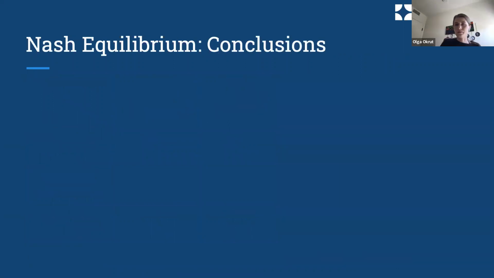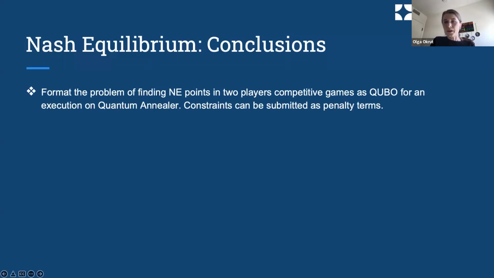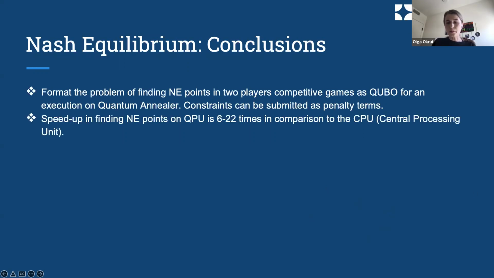All right, so let me give a short conclusion. In this research, we were able to formulate the problem of finding Nash equilibrium points in the QUBO format to execute as simulated annealing and on the real quantum hardware represented by D-Wave quantum annealers. We observed a speed up in the QPU time over the CPU, the classical unit, of around 6 to 22 times, depending on the number of strategies.